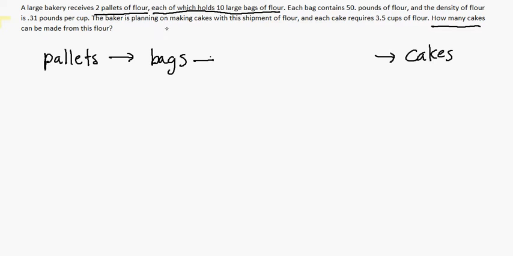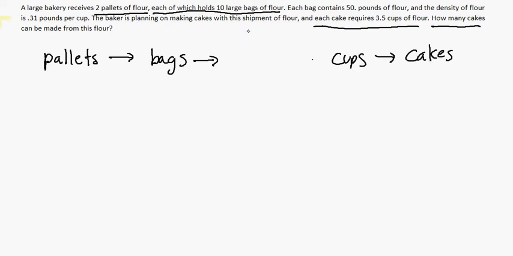I'm going to go to the other side just to show how I could work from the end, and so I'm going to look at cakes. I want something that is related to cakes that could bring me back to something about the pallets. So looking for any information that connects cakes, I see that each cake requires 3.5 cups of flour. So it seems like we could, if we had cups, get to cakes. And so I'll put that in here as one step back from cakes, something that might help us get closer to what we're looking for.